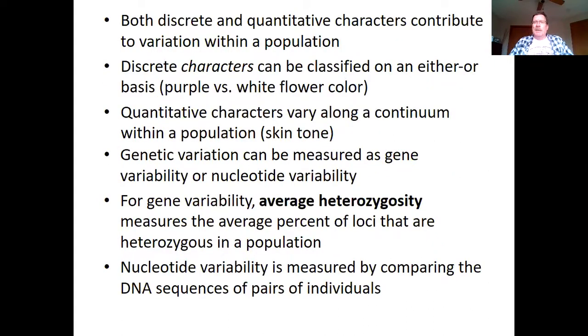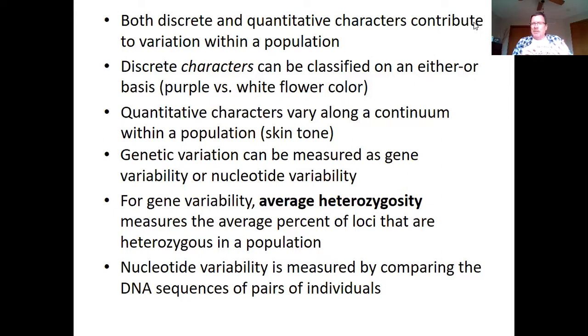And we saw this way back with genetics, but you have both discrete and quantitative characteristics contributing to that variation. Discrete ones are the either-or, purple-white color we did a lot of Punnett squares with. Quantitative, and we talked a little about average heterozygosity back then, is like those shades, skin tones, fur color, norm of reaction kind of bell curve things, even eye color to an extent because of the number of genes involved, that range of stuff. So it's not an either-or trait.